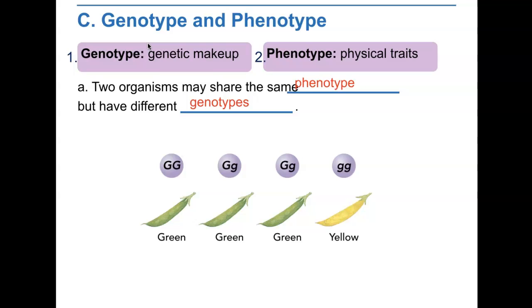Probabilities predict the average outcomes of a large number of events. One of Mendel's most revolutionary insights followed directly from his observation of F1 crosses. Every organism has a genetic makeup as well as a set of observable characteristics. All of the pea plants with green pods had the same phenotype, or physical characteristic. They did not, however, have the same genotype, or genetic makeup.